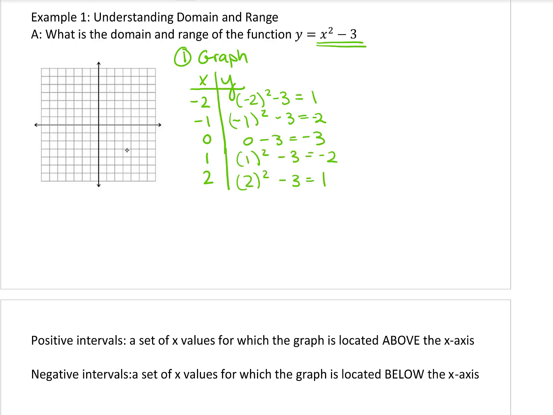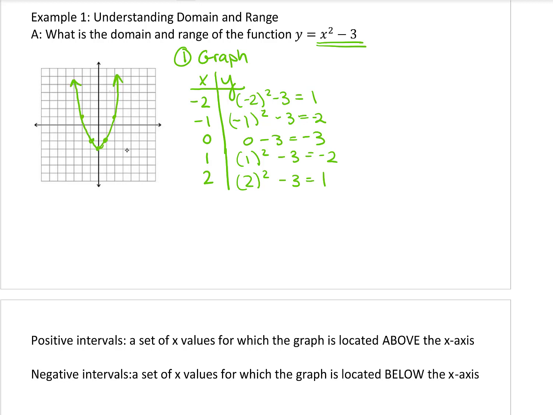One thing to remember is that when you are using the x values that are negative and you square them, that's going to become positive. So -2 squared becomes +4 minus 3 is equal to 1. Then we're going to graph.